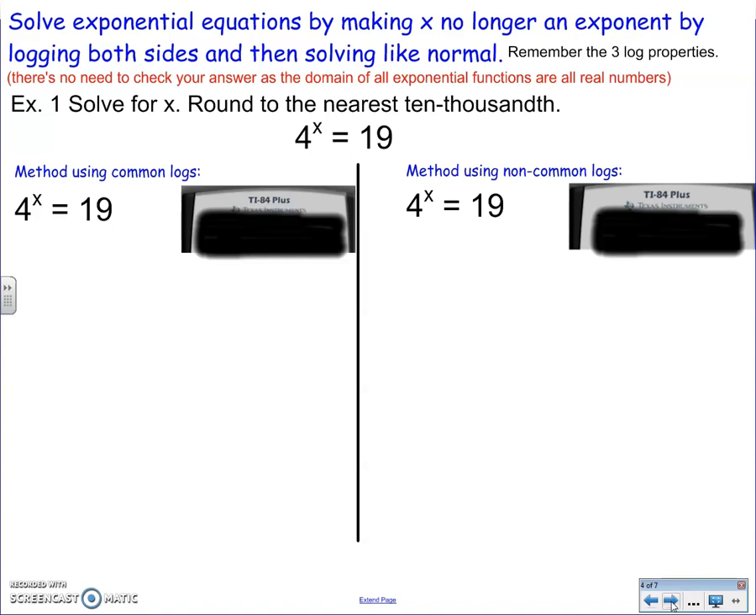So solve 4 to the x equals 19. We can't do common base like we did before. We can't change 19 into 4 to some power. We could change 4 into 2 squared, so it would be 2 to the 2x equals 19, but 19 can't be rewritten as 2 to some power.